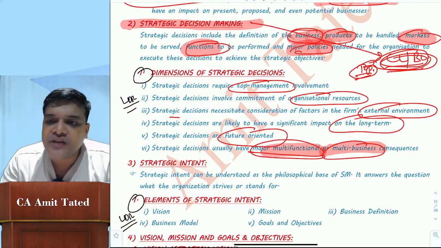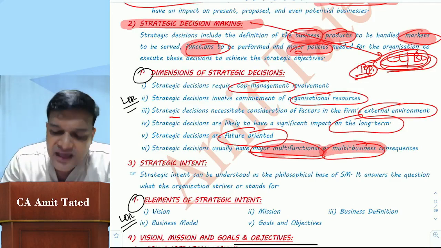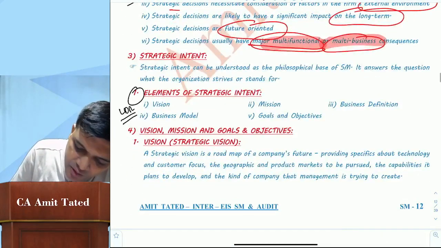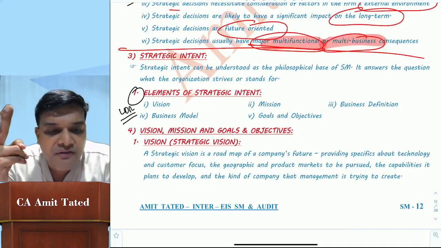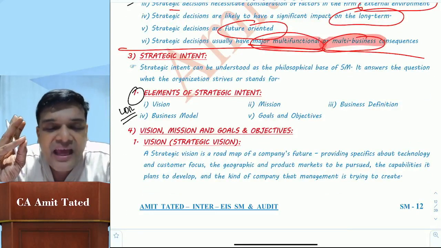So how many dimensions of strategic decisions are there? I do think 6 points, everybody clear? So this is something which you can do very easily. Those 2 things we have completed: one is strategic planning and one is strategic decision making.